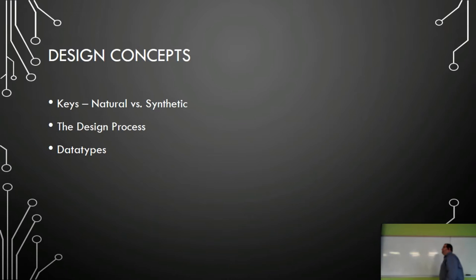All right. So we're going to talk about a few design concepts today. We're going to talk about keys, the natural versus synthetic. And synthetic is one that throws people for a loop because it's the same thing as a surrogate key. So you heard me previously talk about surrogate keys. Somewhere in the last 5 years, somebody said, surrogate sounds dumb, let's call it synthetic. So now both names show up everywhere on the internet, depending on whose slides and whose documentation you look at, it's the same thing. I'm going to talk about the design process and the data types.